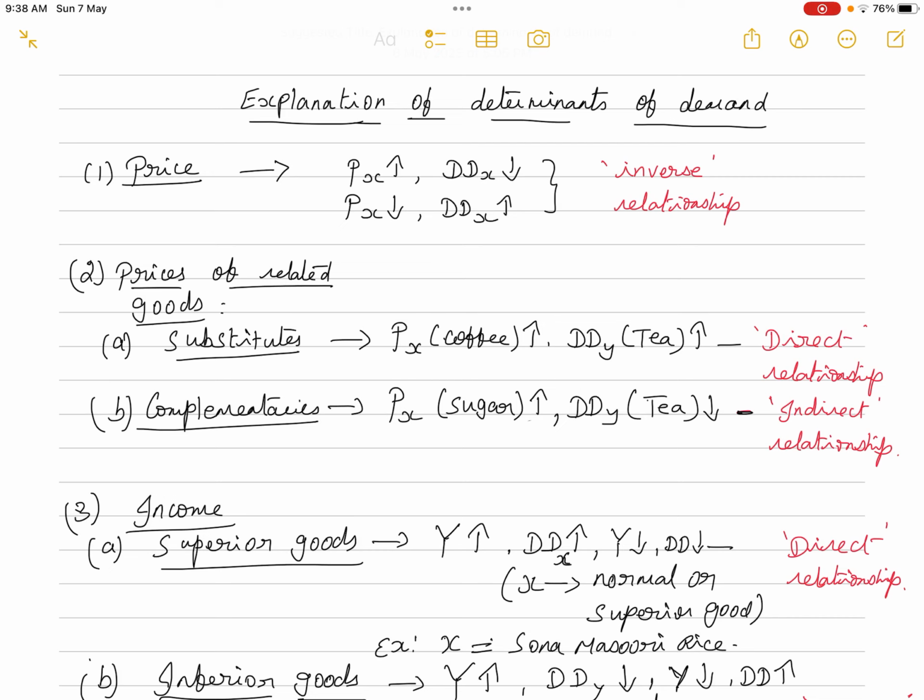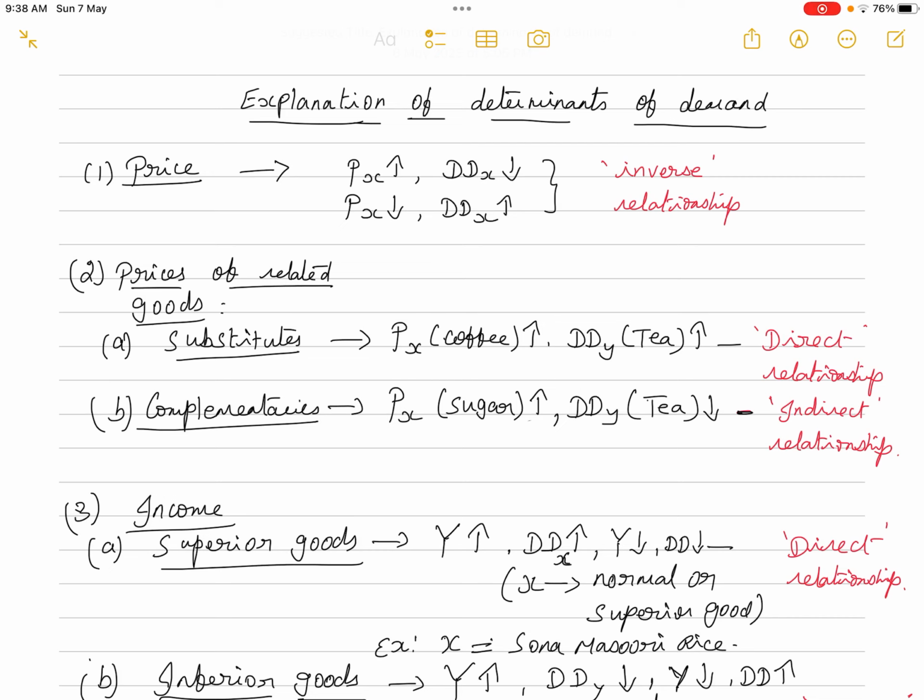We all know that the consumers would buy more of a particular commodity when its price falls, and you would buy lesser and lesser of that particular commodity when the price of the commodity increases. This is the natural consumer's tendency, isn't it? So there is an inverse relationship between the price of the commodity and the demand for the commodity.